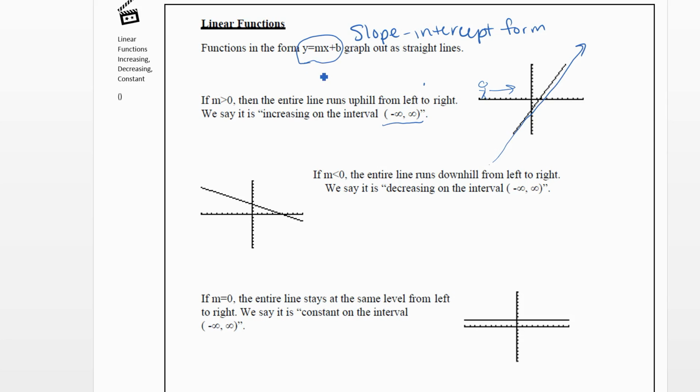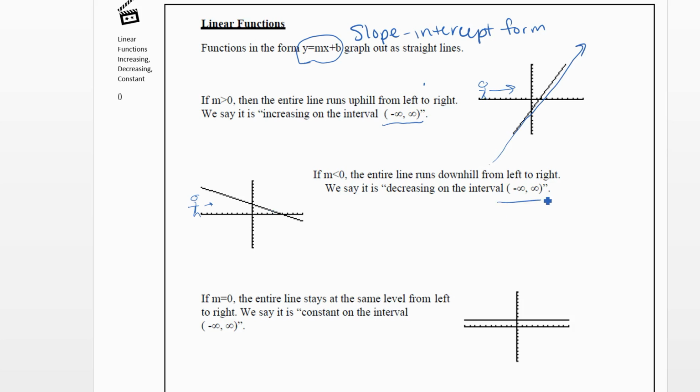Okay, now when the slope is a negative number, well, as we walk along from left to right, we see that the graph is going downhill. Okay, so the line is always decreasing. So we would say it's decreasing from negative infinity to infinity.